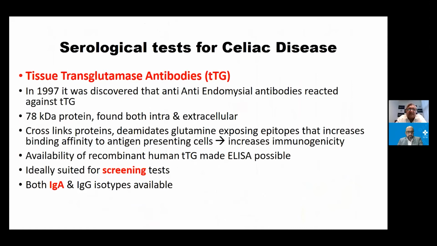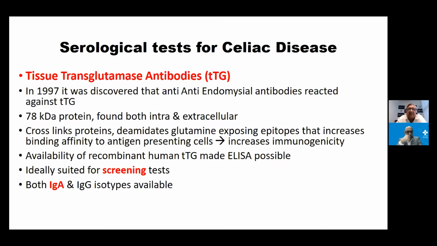The test which has taken celiac disease diagnosis to the commonplace is tissue transglutaminase antibodies, TTG antibodies. In 1997, it was discovered that anti-endomysial antibodies reacted against TTG. TTG is a 78 kilodalton protein found both intra and extracellular. Cross-linked proteins, deamidated gluten, exposes epitopes that increase binding affinity to antigen-presenting cells. So it has increased immunogenicity.